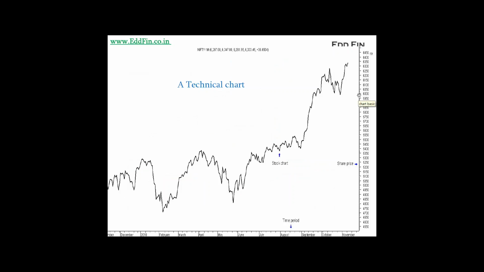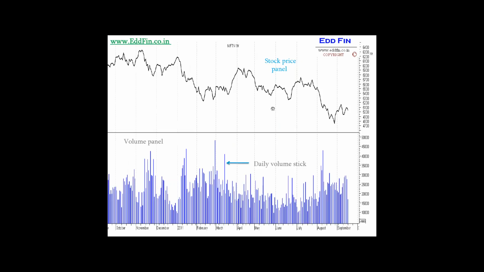This is how a technical chart would look. As you can see, it is a stock chart showing the share price and the time period, which is in the bottom line. This is how a chart is formed. A volume panel is nothing but a panel which shows the volume on that particular trading day. You must be seeing some big volume sticks, which means that the volume is rising on that particular trading day.